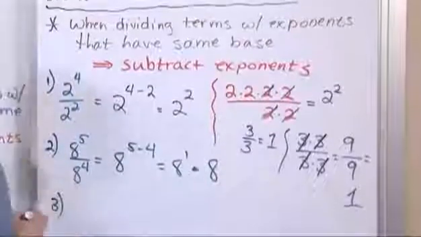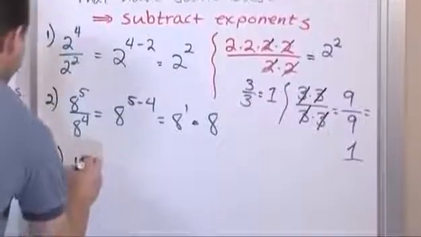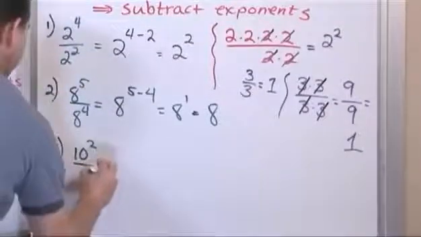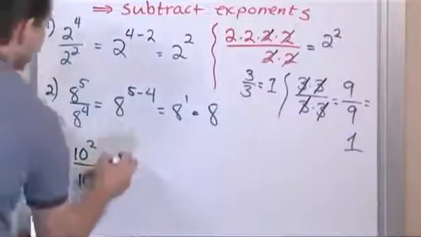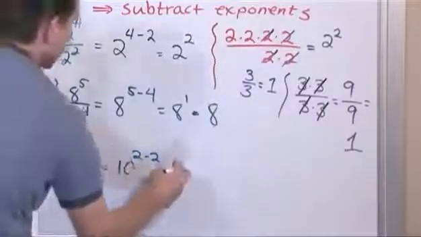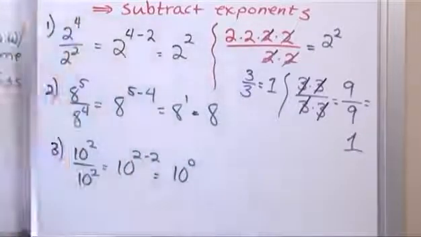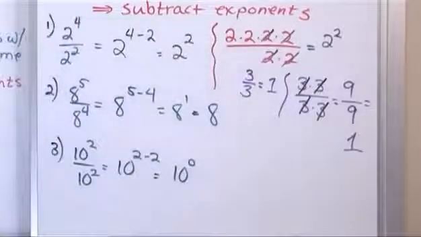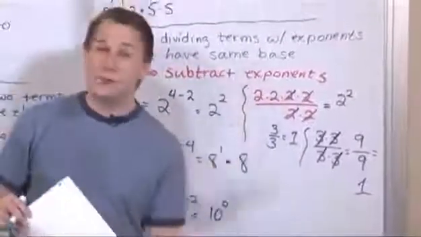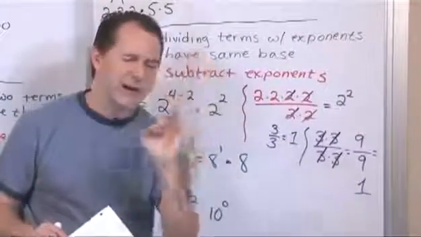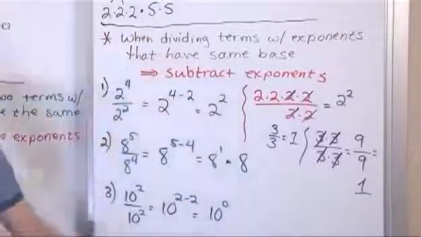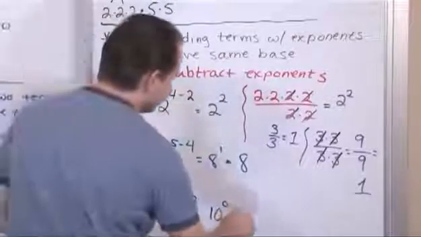So for one final quick little example here, what if you had 10 squared divided by 10 squared? Well, the bases are the same, so you just subtract 2 minus 2, top minus bottom, and you'll get 10 raised to the 0 power. Now, one thing I didn't tell you yet that you're going to need to remember, anytime you have anything raised to the power of 0, that is by definition always equal to the number 1.